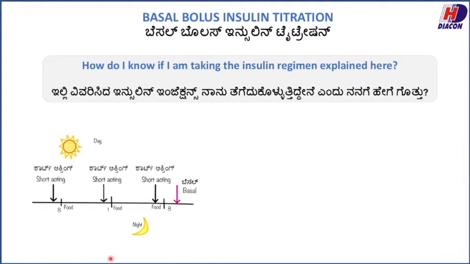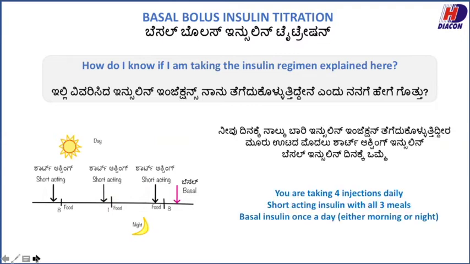Hi everyone, and welcome to the video on basal bolus insulin titration. So let's first see if you're taking this insulin regimen and if this video applies to you or not. If you're taking 4 injections a day, a short-acting insulin with breakfast, with lunch, and with dinner, so 3 times, and a long-acting or a basal insulin once a day, which may be either in the morning or in the night, this is called a basal bolus insulin regimen.